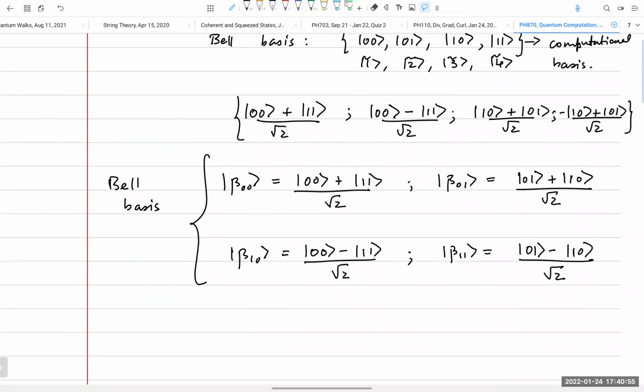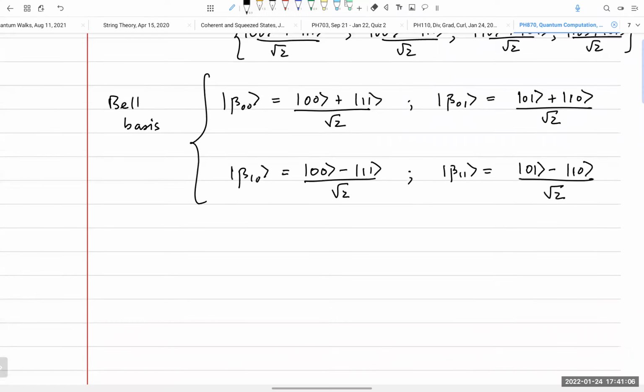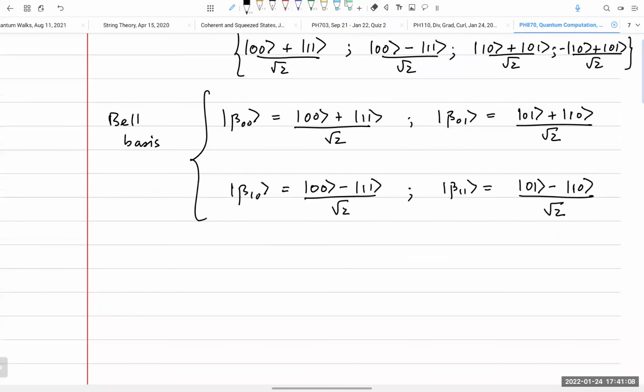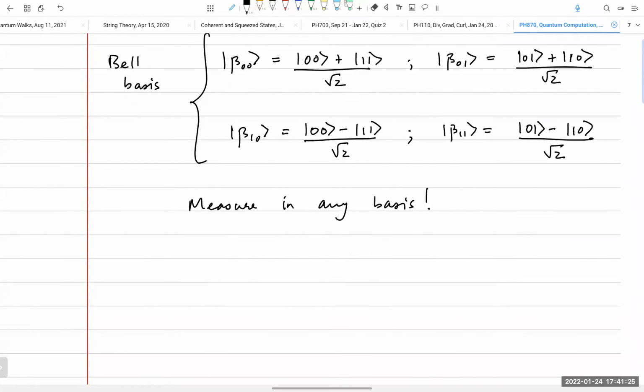So what does Bob have to do now? Bob makes a measurement of these 2 qubits. But the thing is that you can always make a measurement in any basis that you want, right? You can measure in any basis.